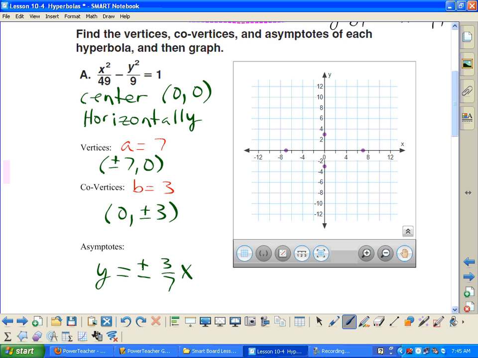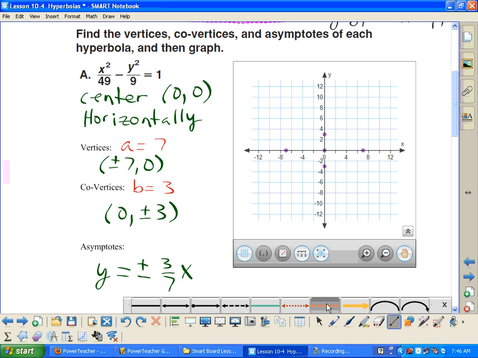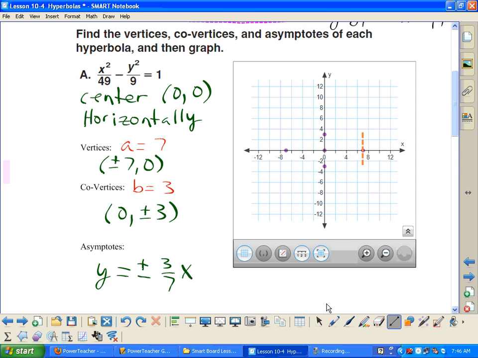And there's my asymptotes. Okay? And now we need to graph it. So after I've plotted my points here, and I can put the center in there too, after I plot those points, I'm going to draw a rectangle. And my rectangle then is going to be a dotted line, and it's going to go from y value to y value as height, and x value to x value as for the length. And so that'll look like this.